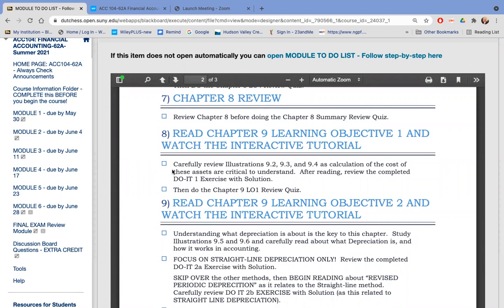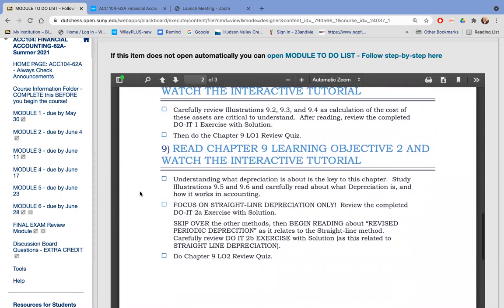How exactly do they calculate the cost of an asset like land or buildings or vehicles? You're going to be learning that here. And then, of course, once they've done that, they have to decide how many years they're going to be using it for business purposes, which is its useful life. And then it comes down to what we call depreciation. And so depreciation is an extremely important part of Chapter 9.